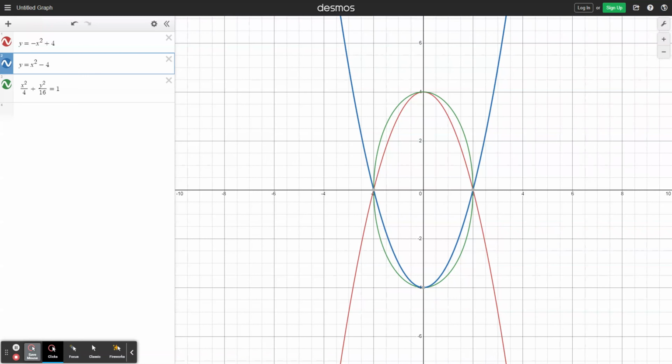Another problem that you have with the parabola as half an ellipse argument is the domain and range. The domain of the ellipse is actually -2 to +2, whereas the domain of both of those parabolas is all real numbers. The second problem is the range. The range of the ellipse is from -4 to +4, whereas the range of the parabolas is y greater than or equal to -4, and y less than or equal to +4. So you have, for lack of a better word, larger domains and ranges.